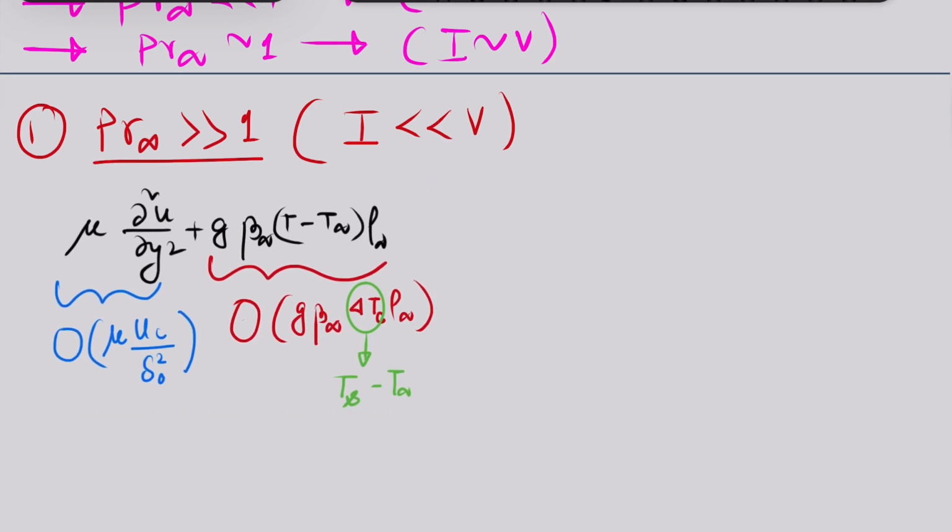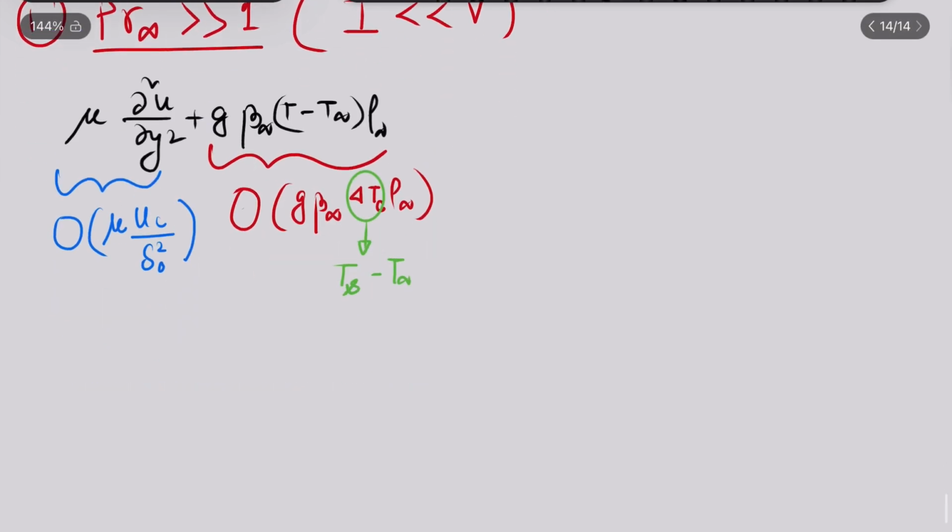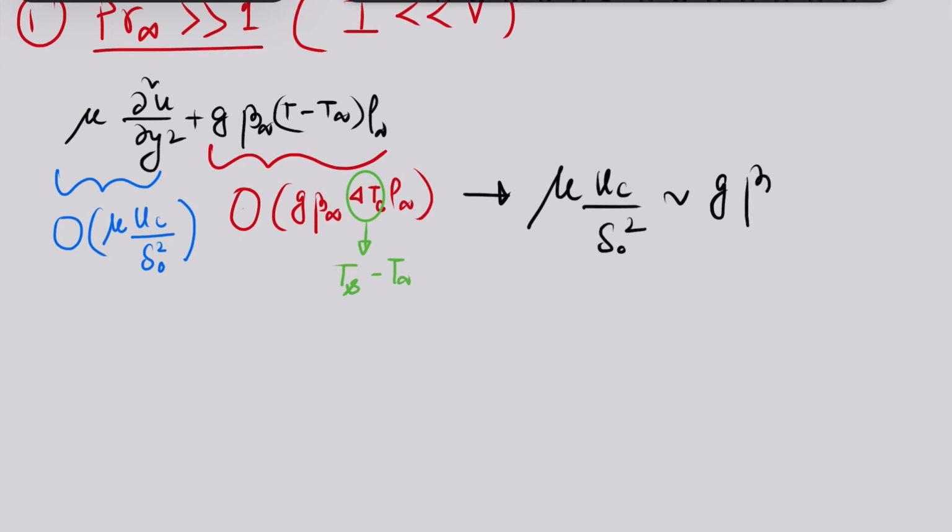Okay, so now from this I will have that mu uc by delta naught square is of the order of g beta at the infinity state, delta tc, and now I will write this, that is ts minus t infinity into rho infinity. Clear? Okay, another term. So see, here we have two things which are not constant.